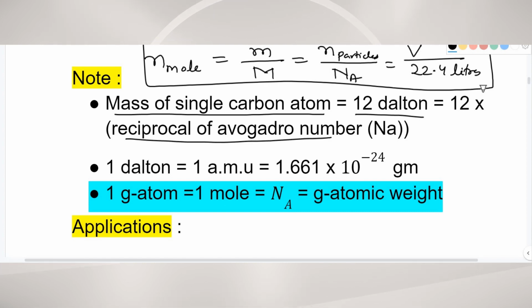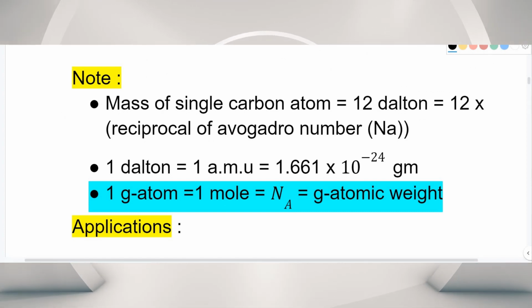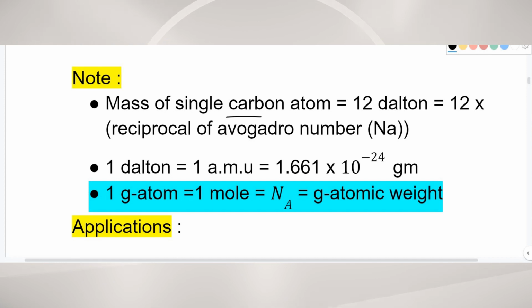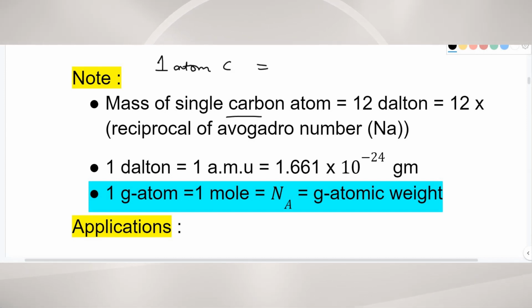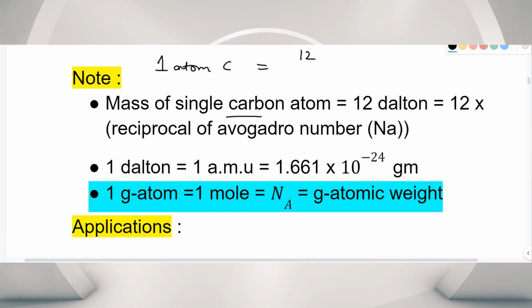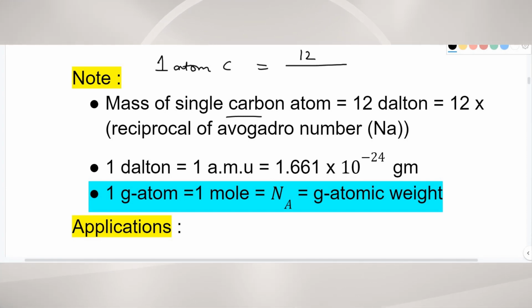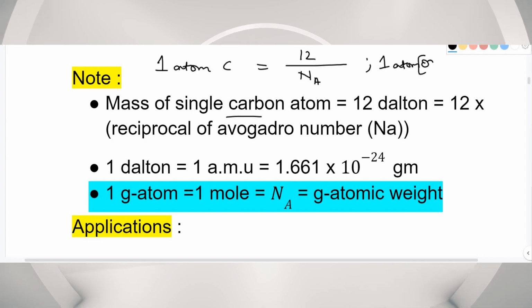So the first point here I just want to clear. The mass of a single carbon atom: 1 atom of carbon is 12, the mass number, carbon 12, by Avogadro number, 6.023 into 10 to the power 23. Similarly, if you want to know the mass of 1 atom of oxygen, the mass number is 16 divided by Avogadro number. Now this one comes in grams, kilograms.